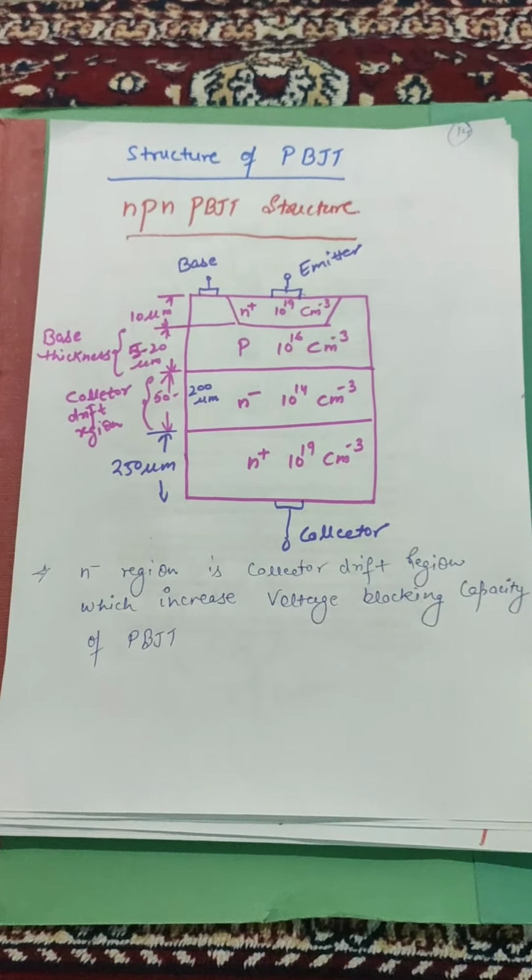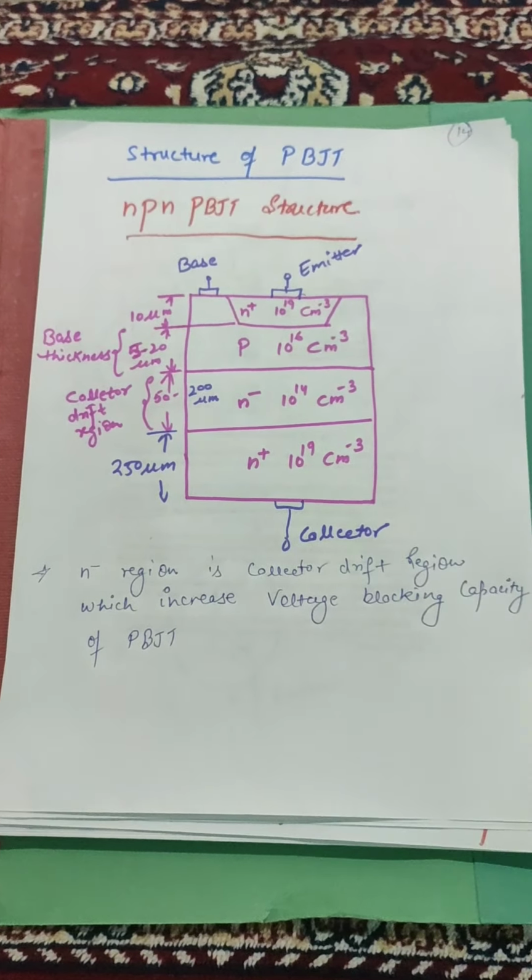So here we show the NPN power BJT structure. This is N, P, N. We can see from the power structure that an N minus region is shown as a drift region, like in power diodes. So emitter is N, base is P, collector is N positive region, and the N minus region is the drift region. This is the structure of an NPN power BJT.